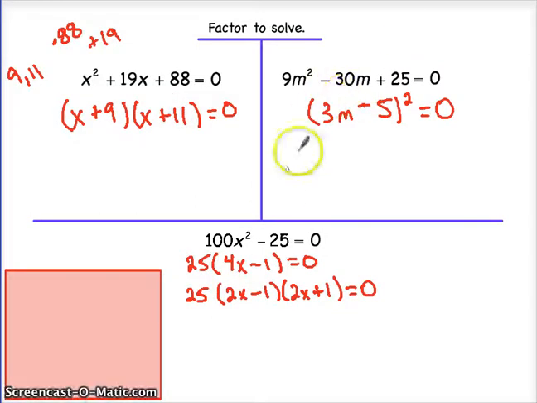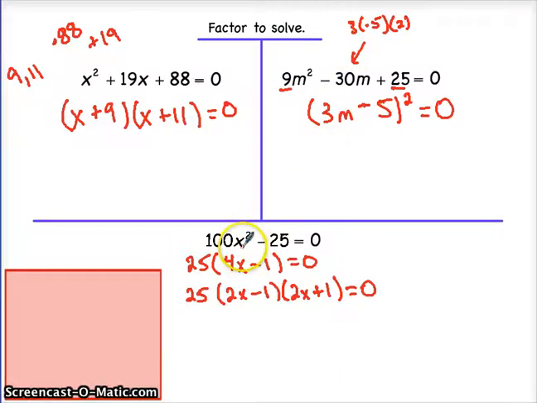Now you could do that with the other two statements as well, but you'll notice I saw a 9 and a 25 here. So I went ahead and tried the perfect square pattern, saying that 3m squared would be 9m squared, 5 squared is 25, and as long as I want to end up with a negative number in the middle, I better say minus 5. And remember that 3 times negative 5 times 2 gives us that middle number, which means it does fit our perfect square pattern.